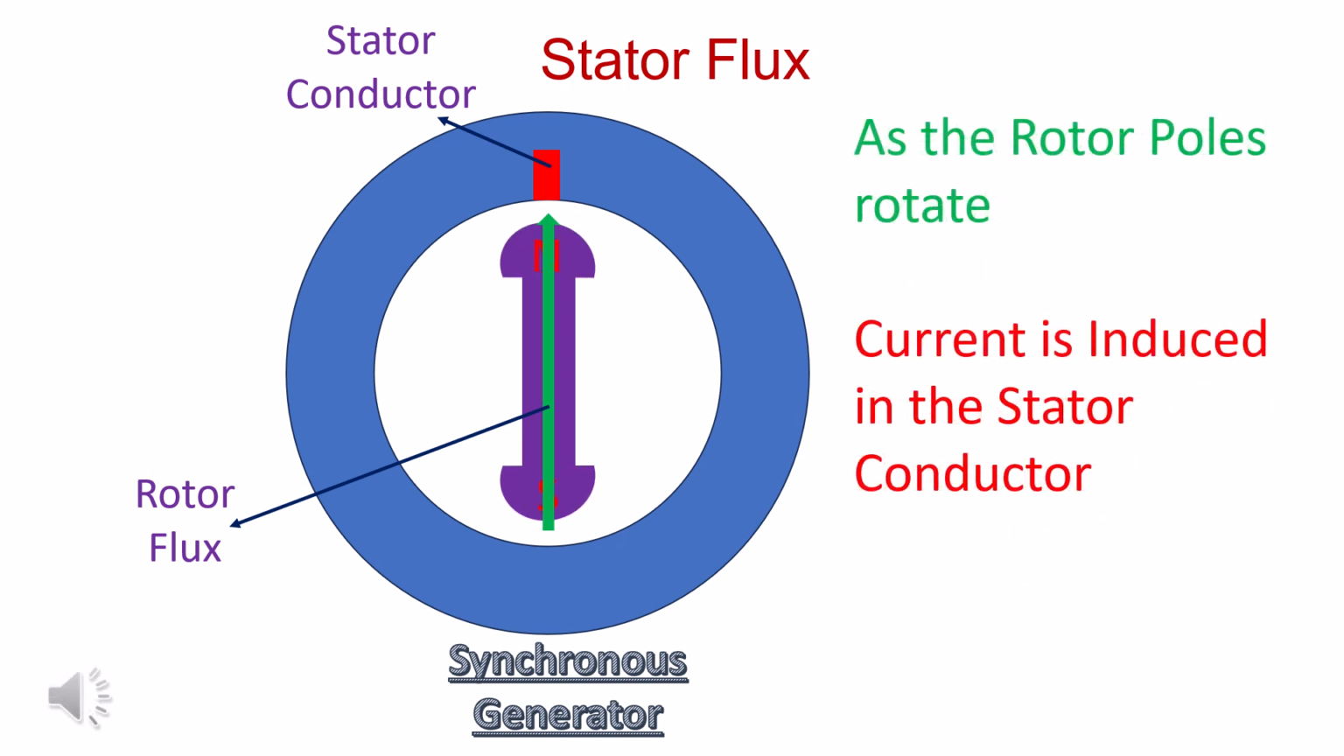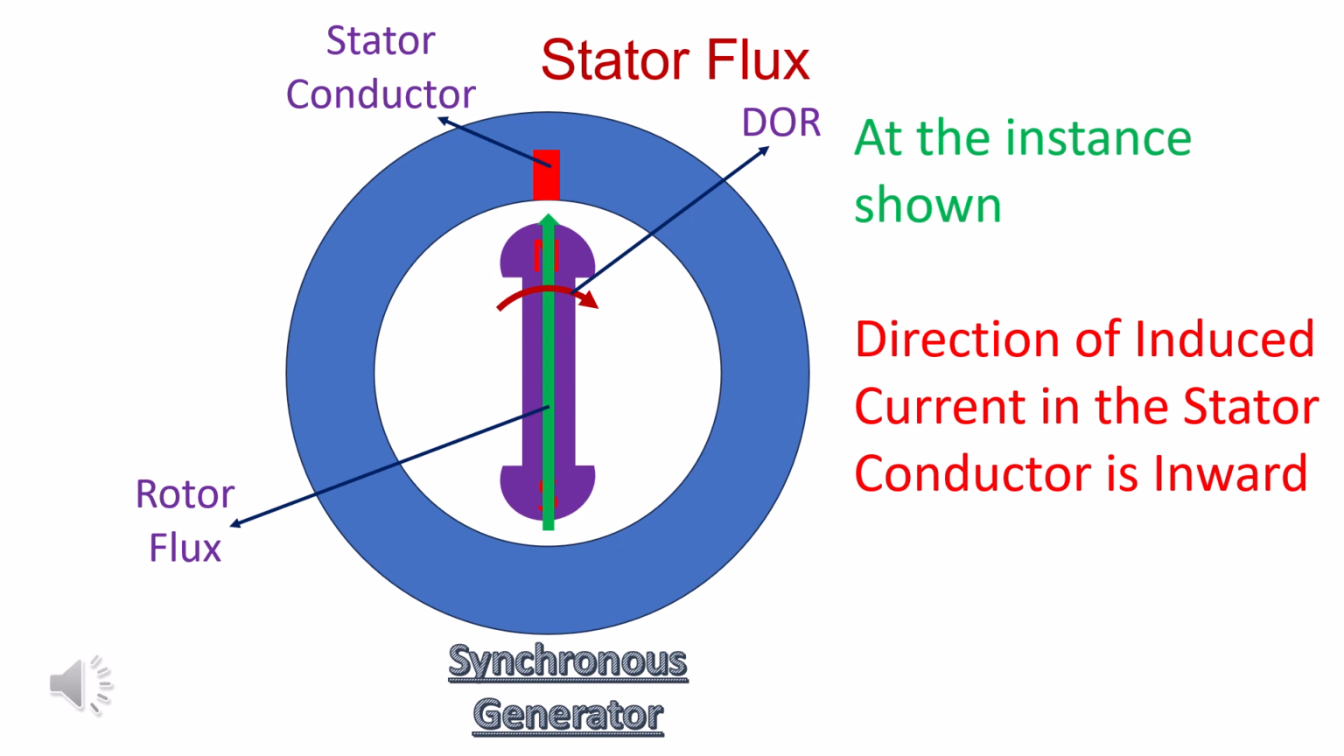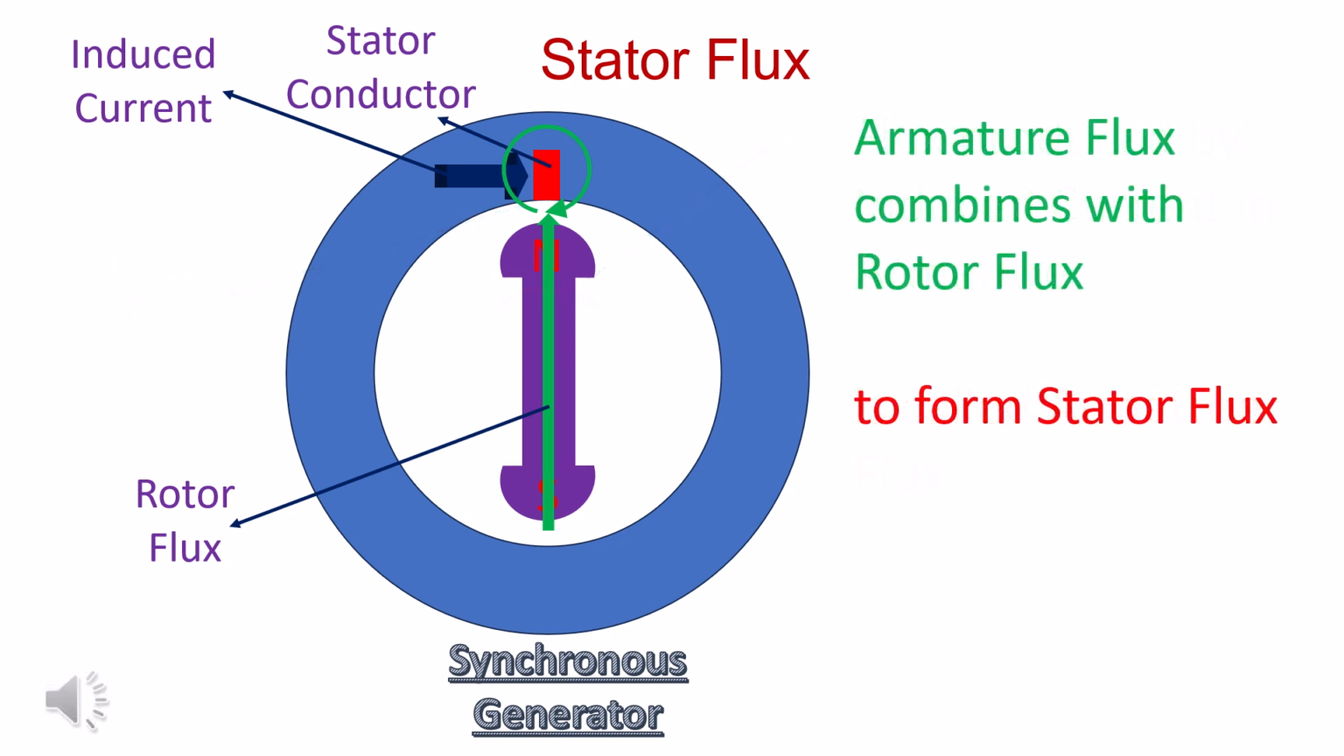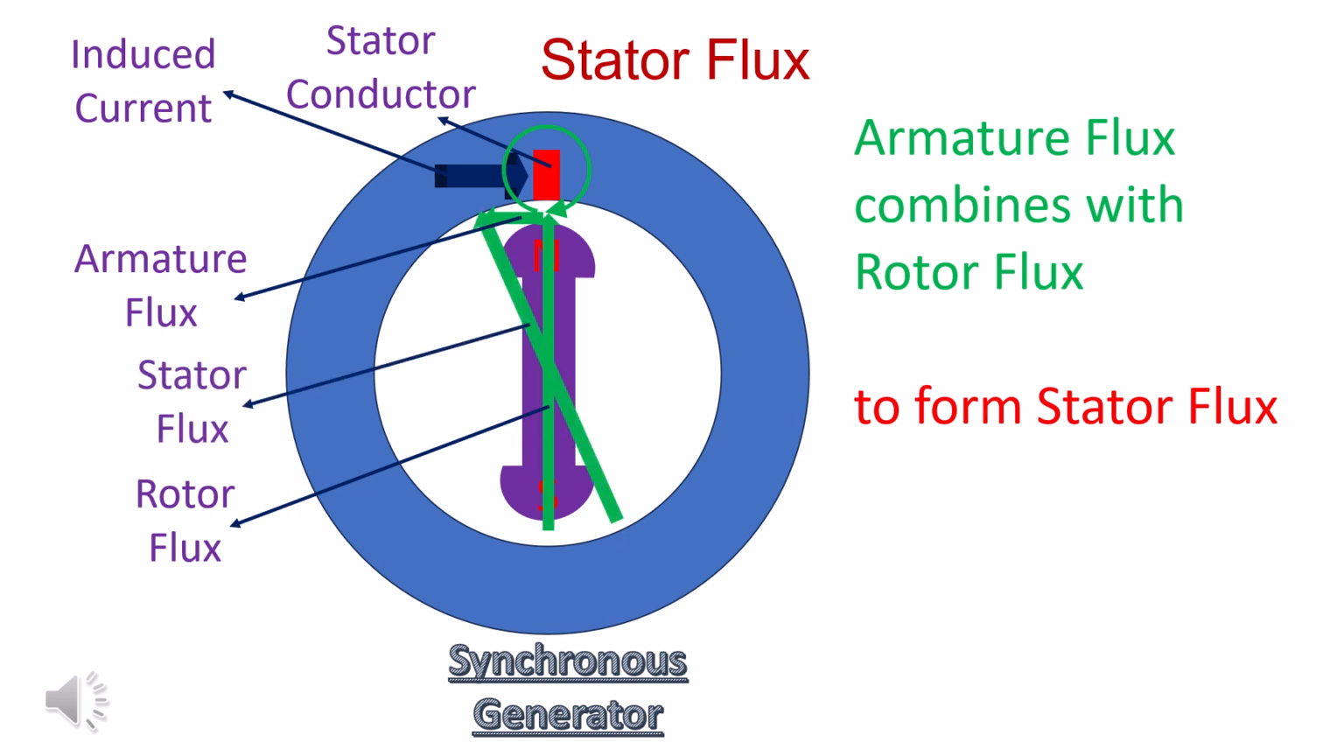As the rotor poles rotate, current is induced in the stator conductor. As in the instance shown, direction of induced current in the stator conductor is inward. Flux produced by induced current in armature is called armature flux. Armature flux combines with rotor flux to form stator flux.